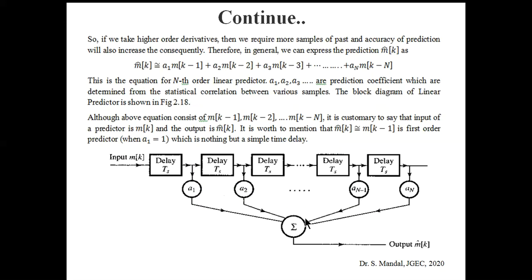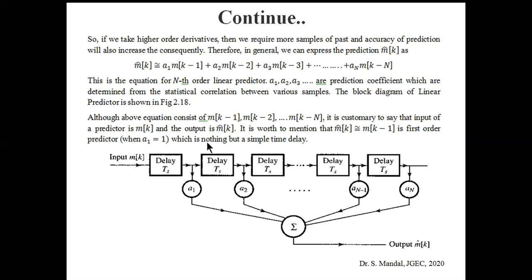Okay, so this is basically a first order equation. Now in general, if we use an nth order equation for the linear predictor, we can write the predicted value m cap k as equal to a1 m(k-1) plus a2 m(k-2) plus a3 m(k-3) up to an m(k-n). This is the equation for the nth order linear predictor, where a1, a2, a3 are called prediction coefficients, which can be determined from the statistical correlation of the various samples, and the corresponding block diagram of the linear predictor is shown like this.